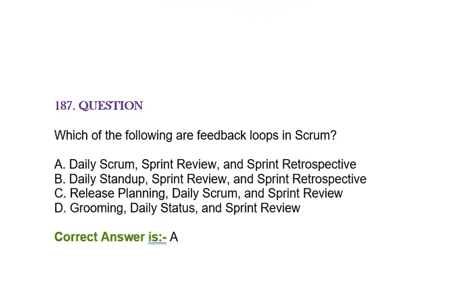Question is which of the following are feedback loops in Scrum? Option A daily Scrum, sprint review and sprint retrospective. Option B daily stand-up, sprint review and sprint retrospective. Option C release planning, daily Scrum and sprint review. Option D grooming, daily status and sprint review. Correct answer is option A.